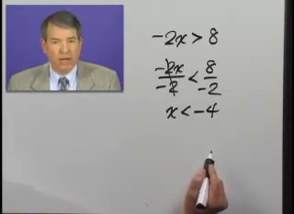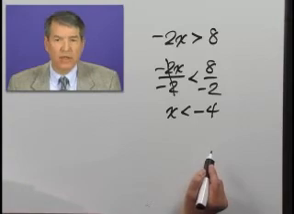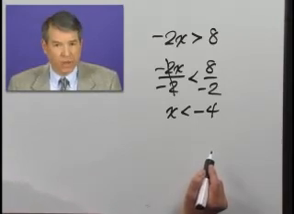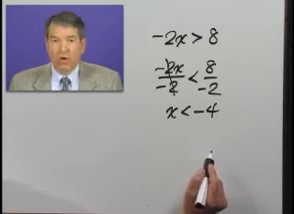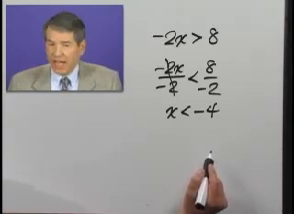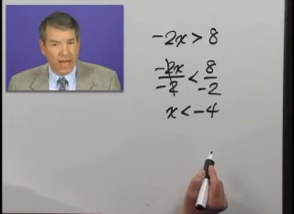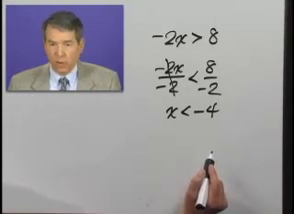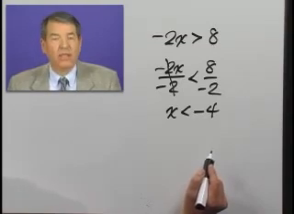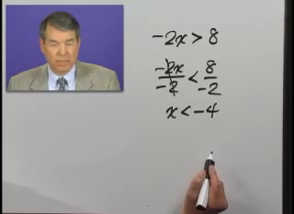This rule for division also applies to multiplication. Anytime I multiply or divide both sides of an inequality by a negative number, I have to remember to reverse the inequality. For addition or subtraction, you can add or subtract positive or negative numbers to both sides of an inequality, and the result will be valid, and you do not have to change the direction of the inequality. Now you know how to solve a simple inequality.